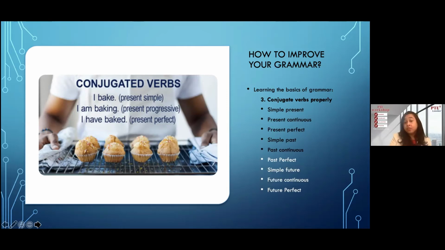So we have to understand what are the different forms of a verb. So bake is the simple present verb, baked is the past one. So yeah, you have to know what is the present form, what is the past form, or what is the present perfect form of a specific verb. And based on that, you have to use that in sentences.